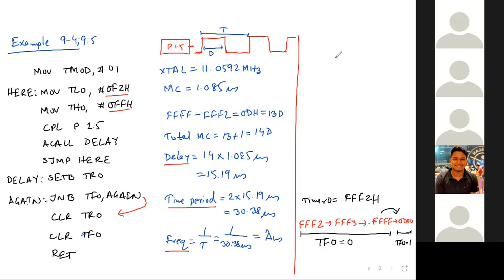So how did we find the delay? That is what I was discussing, right? One of the ways of finding the delay is this one. We will go for FFFF, then we will subtract this value as we did, FF2, then we will add an additional 1. The answer that we got was 0EH. If we convert that, we got 14 decimal. That means we had a total of 14 machine cycles. So finally, to find the exact delay, we multiplied 14 with 1.085 microseconds and we got our answer.